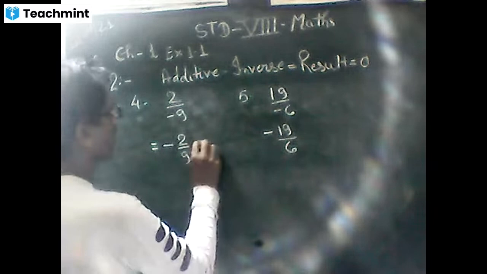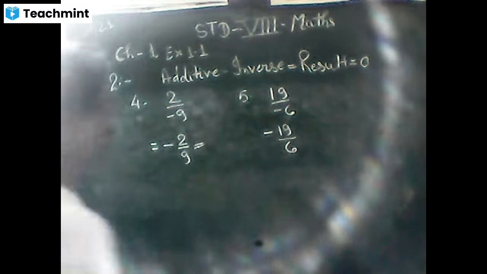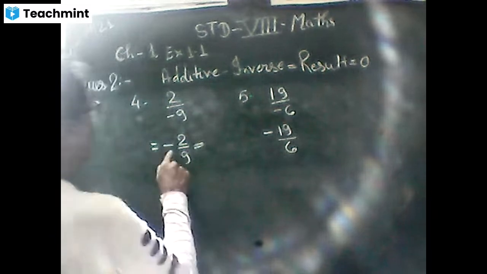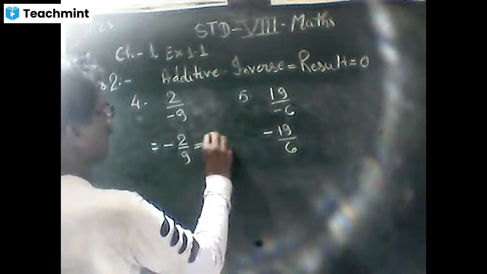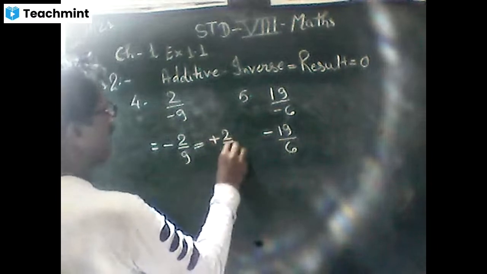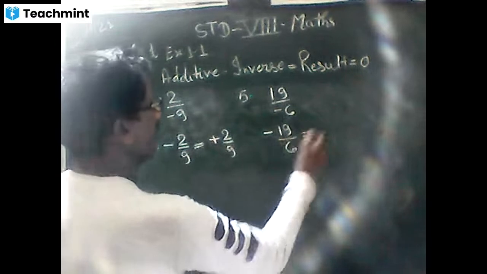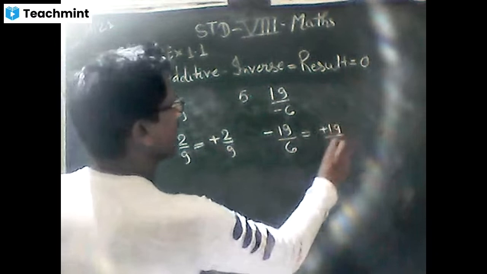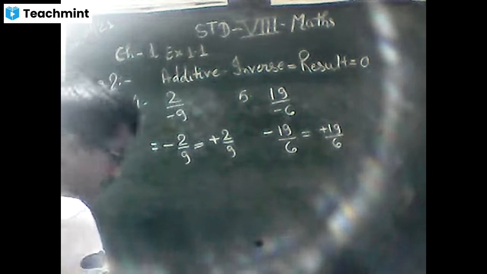But we have to write the wordings as we have to read prior in our questions, first, second, and third. So we have to write the additive inverse of minus 2 by 9 is plus 2 by 9, and for this, the additive inverse of minus 19 by 6 is plus 19 by 6. So we have to try with more numbers for the additive inverse.